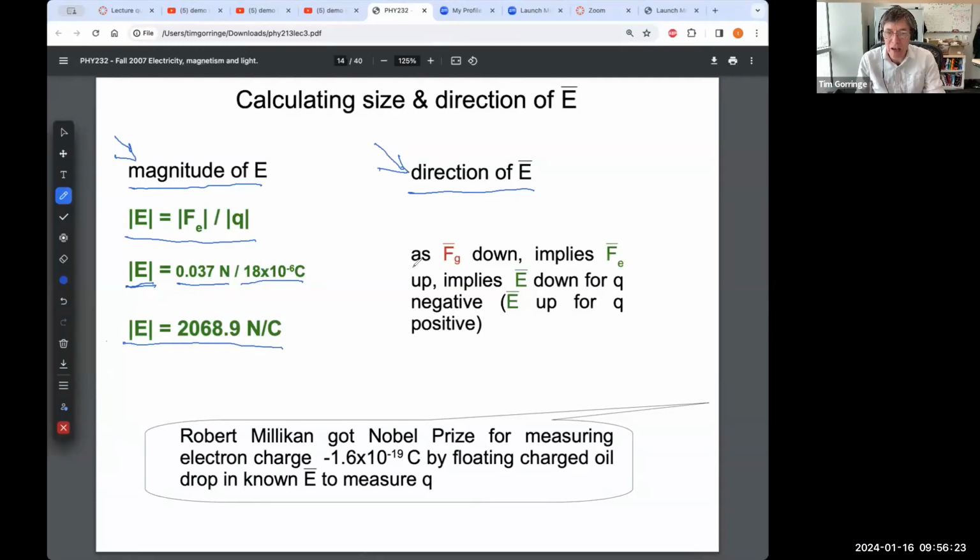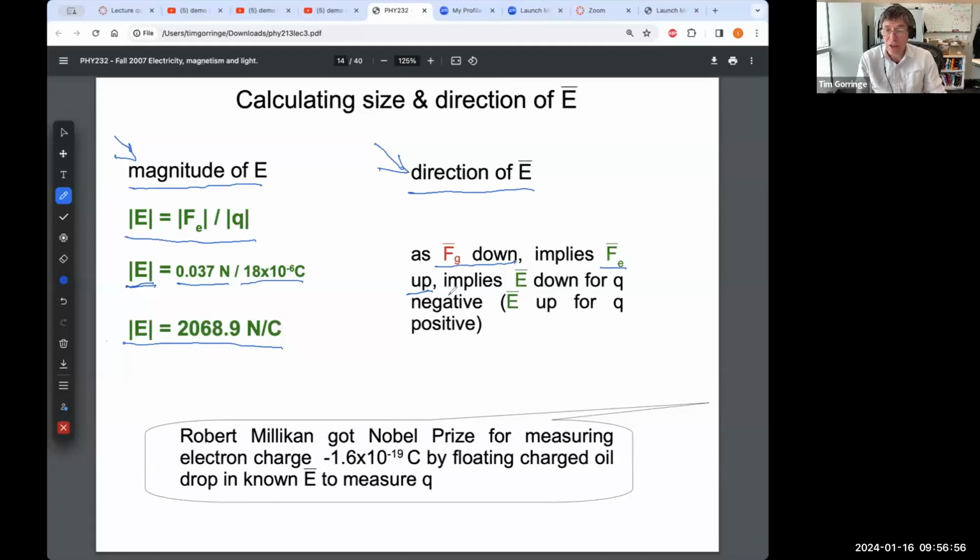So here's my argument. This is not a calculation. This is just an argument for the direction of the electrical field. I said that, well, look, the gravitational force is downwards. That's my starting point. That implies that the electrical force is upwards. Gravity is downwards. Electrical force must be upwards.